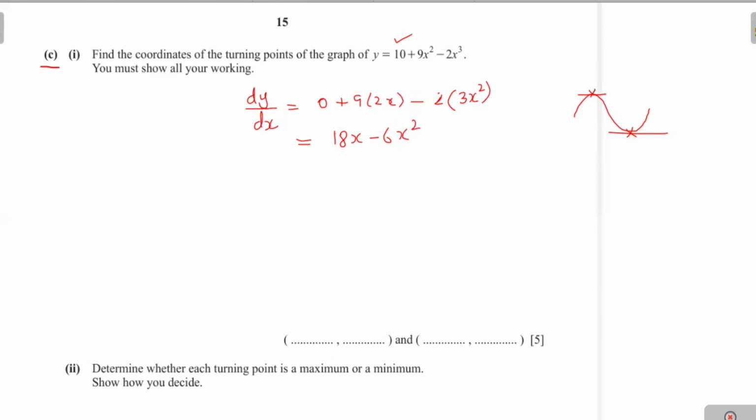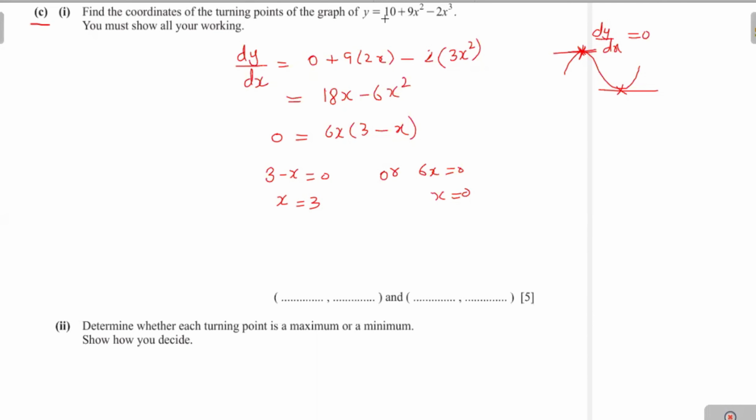To calculate the turning points, dy over dx will be equal to 0 because the gradient of tangent at this position will be 0. Therefore, we can write this value equal to 0. Now we will take the common factor, here the common factor is 6x. We can write 3 minus x, and 3 minus x will be equal to 0, or 6x equal to 0. This value x will be equal to 3, and this x equal to 0.